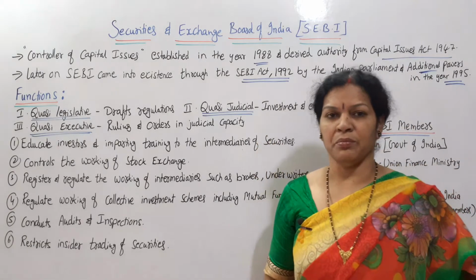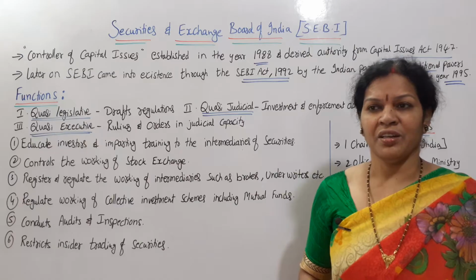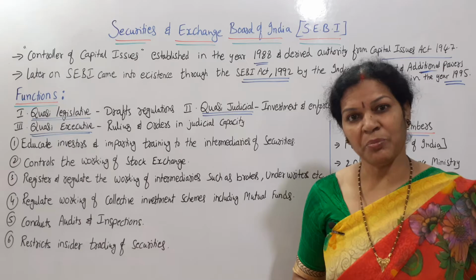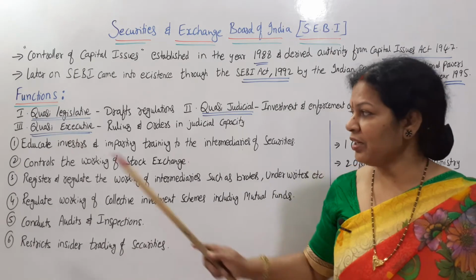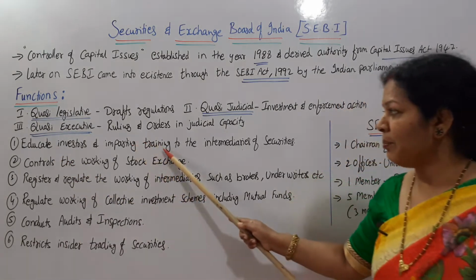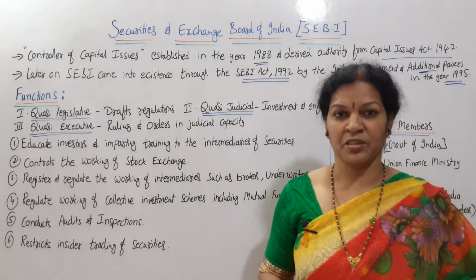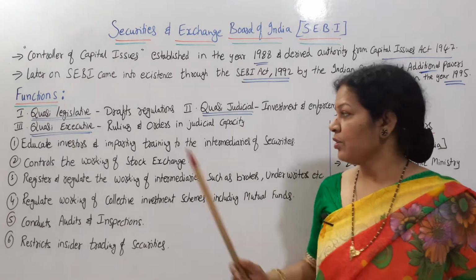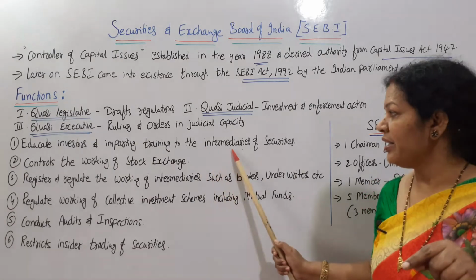SEBI's main function is educating the investors. Investors have less knowledge. If you see in our country, even educated people do not have much knowledge about the stock exchange. So SEBI's main aim is to educate the investors, make them aware, and impart training to the intermediaries. Intermediaries means mediators between the investor and the company. So people who work in between the investor and the company are intermediaries.